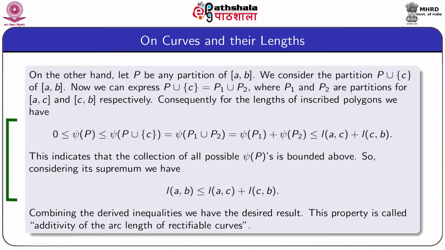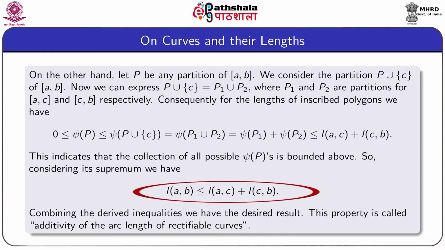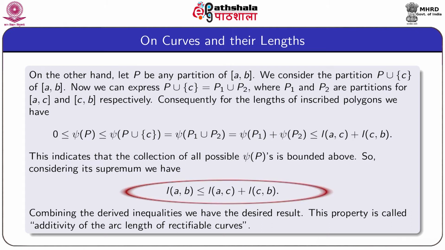This indicates that the collection of all possible sums is bounded above. So, considering their supremum, we have L_AB ≤ L_AC + L_CB. Combining the derived inequalities, we have the desired result. This property is called additivity of the arc length of rectifiable curves.